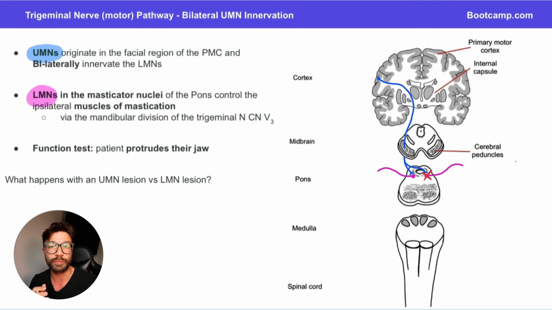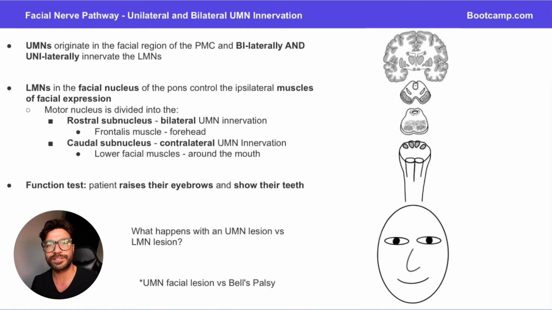So one side will protrude, the other side will have difficulties protruding, and that indicates that the lesion is a lower motor neuron lesion. It's on the ipsilateral side. So now let's take a look at the facial nerve pathway. And as you'll see, this one is very unique in its own sense.